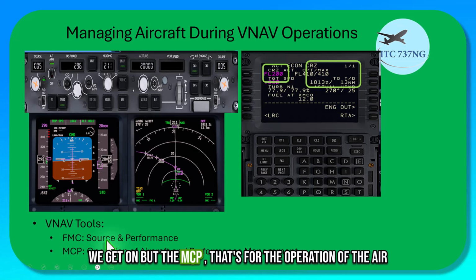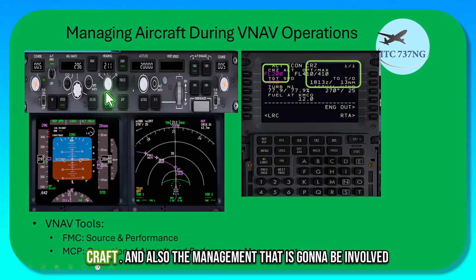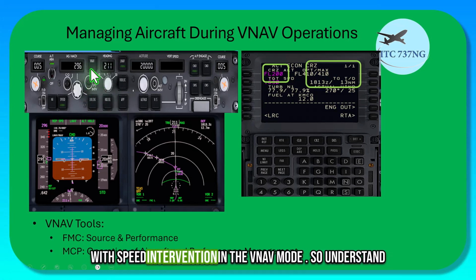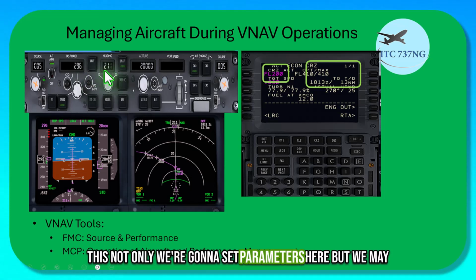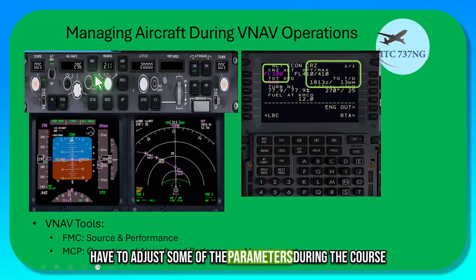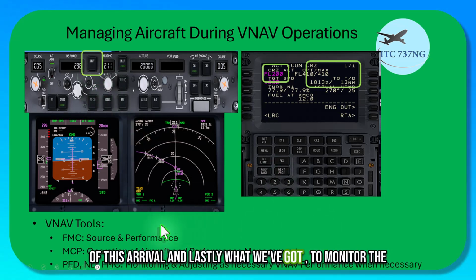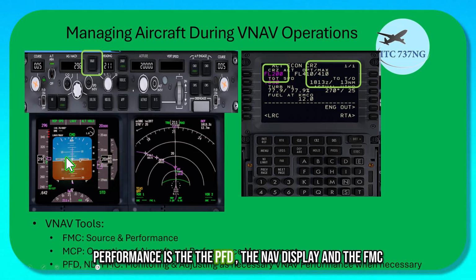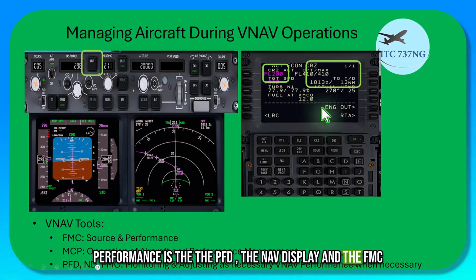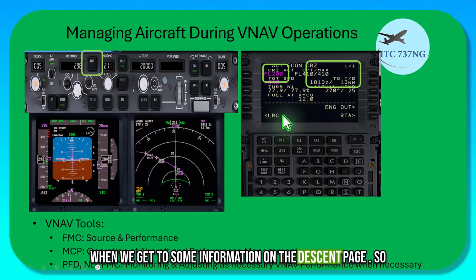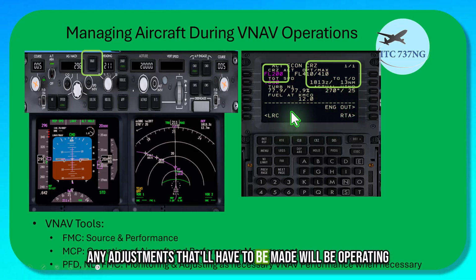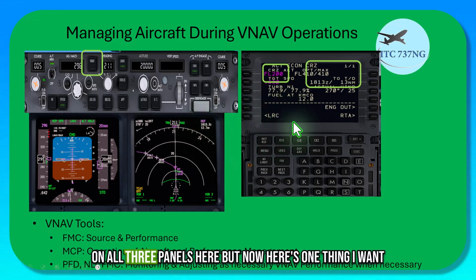But the mode control panel, that's for the operation of the aircraft and also the management that is going to be involved with speed intervention in the VNAV mode. So understand this, not only are we going to set parameters here, but we may have to adjust some of the parameters during the course of this arrival. And lastly, what we've got to monitor the performance is the PFD, the nav display, and the FMC when we get to some information on the descent page. So any adjustments that will have to be made will be operating on all 3 panels here.